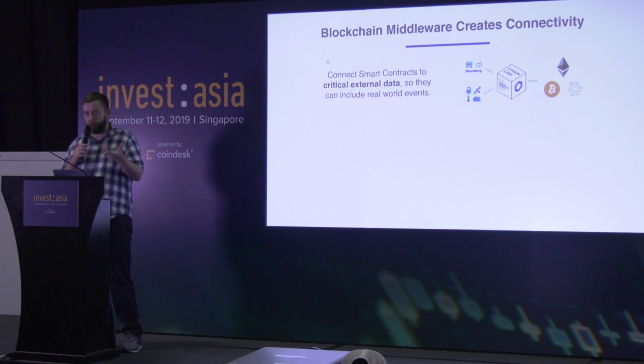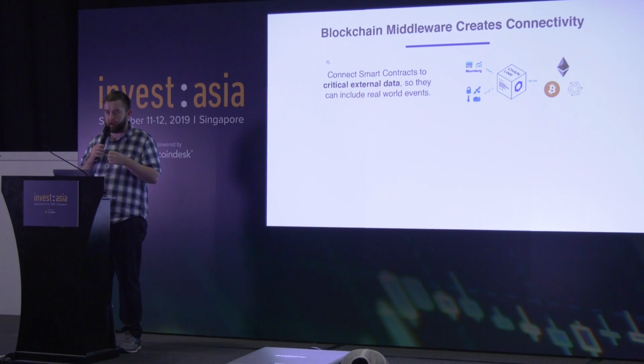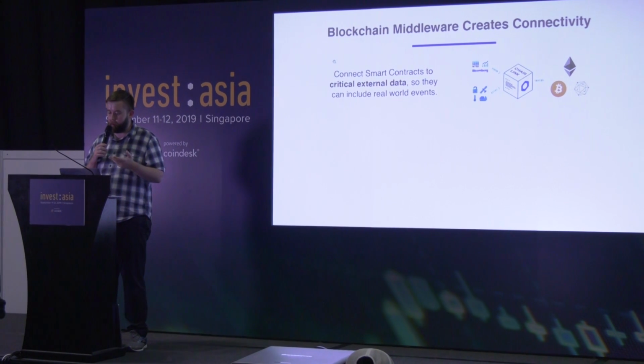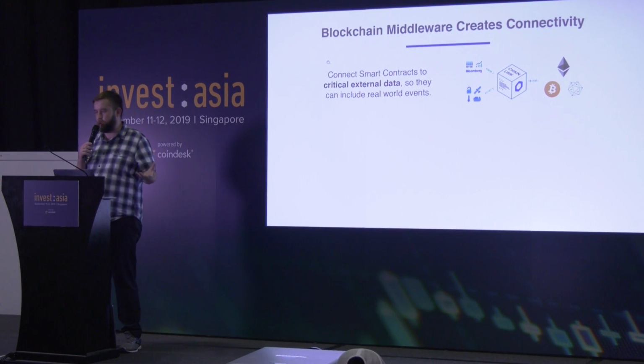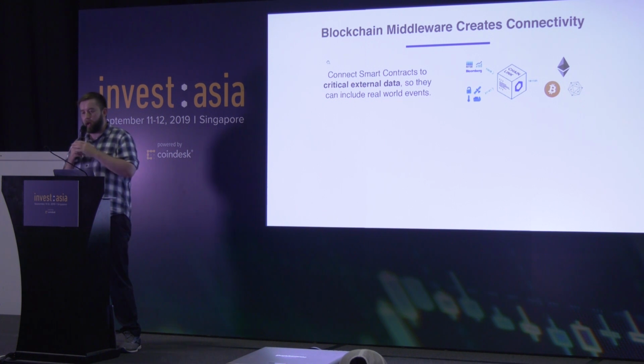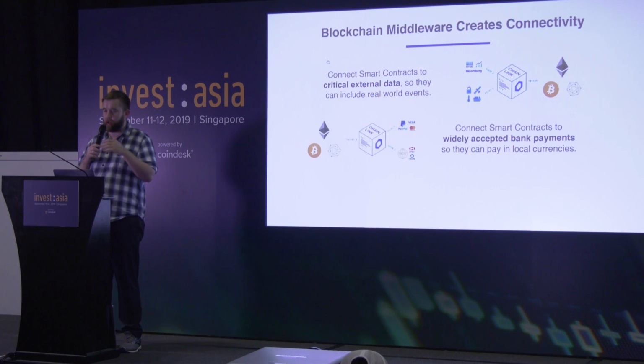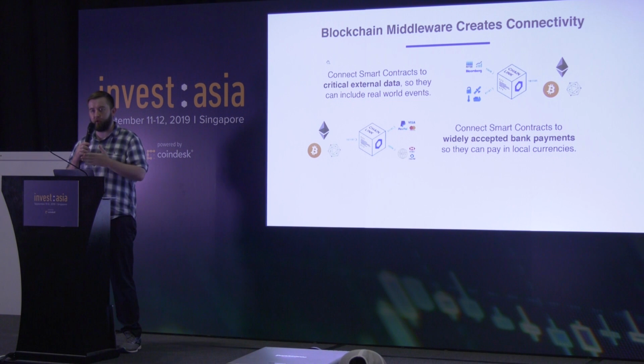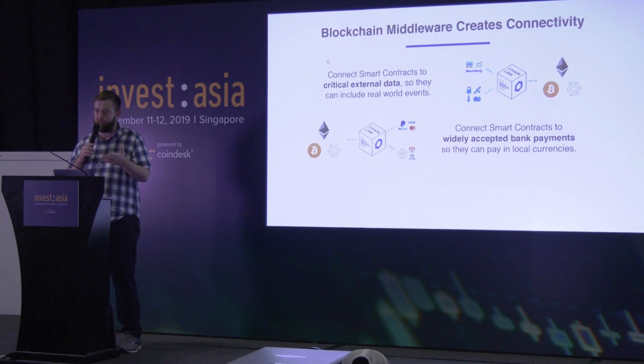Generally speaking, the solution to this problem of how we get data into contracts is oracles, or blockchain middleware. That's essentially what we work on. Our goal is to get data securely into smart contracts, and to get smart contracts to be able to use other systems by generating events. Some critical events are things like payment events.